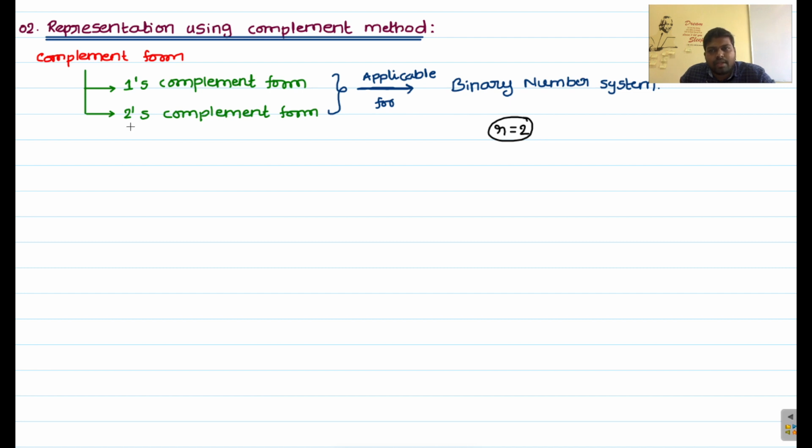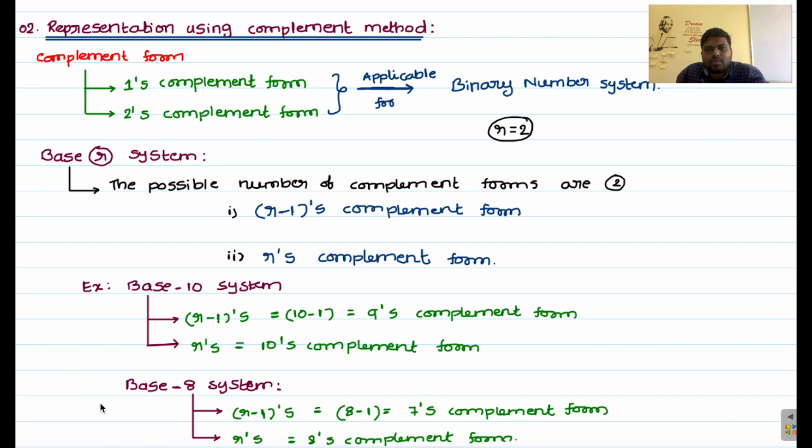there is a possibility for two types of complement forms. One is R's complement form, another one is R minus 1's complement form. If you take any base R system, the possible number of complement forms are two. In our subject, most of the situations we are using a binary number system, so that's why we are using 1's complement form and 2's complement form, right?